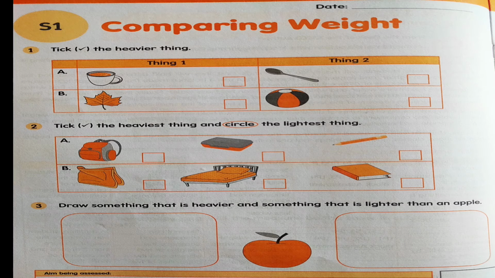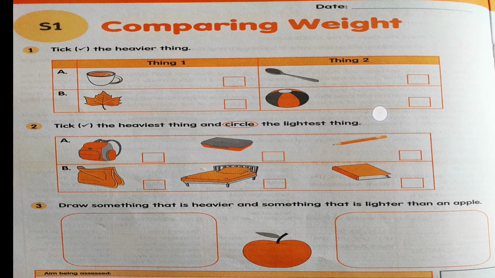And question 2 here says tick the heaviest thing and circle the lightest thing. Now here we have three pictures in one box. If you look at picture A, we have a school bag. You see the school bag looks very full. Maybe it's full of books. Then in the second picture we have a lunch box. And in the third picture here we have a pencil.